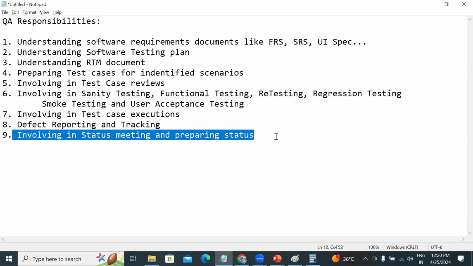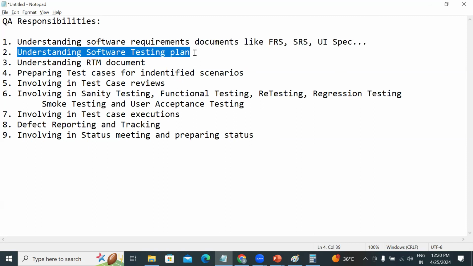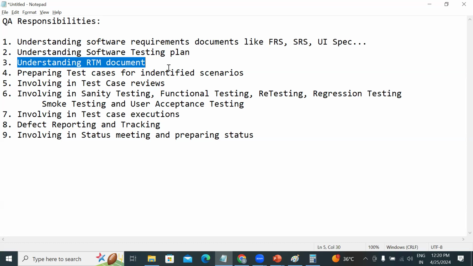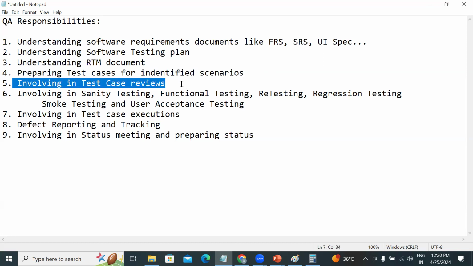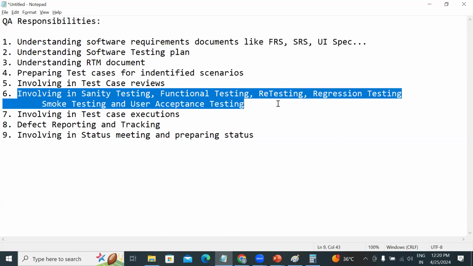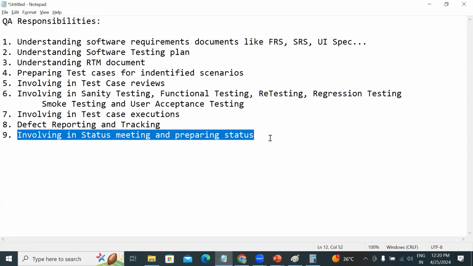Understanding software requirements like FRS, SRS, and user interface specification. Understanding software testing plan. Understanding requirement traceability matrix document. Preparing test cases for identified scenarios. Involving in test case reviews. Involving in sanity testing, functional testing, retesting, regression testing, smoke testing, and user acceptance testing. Involving in test case executions, defect reporting and tracking. Involving in status meeting and preparing status.